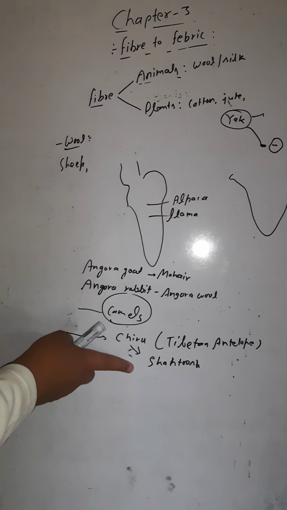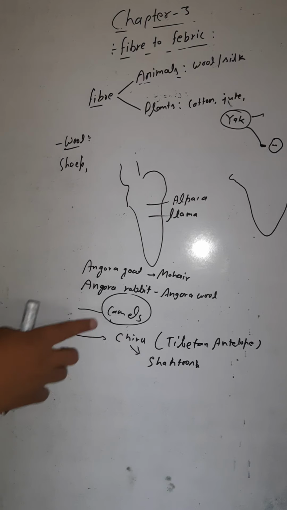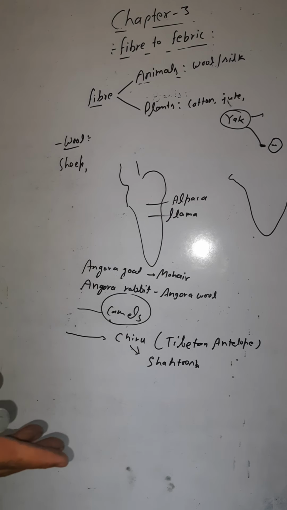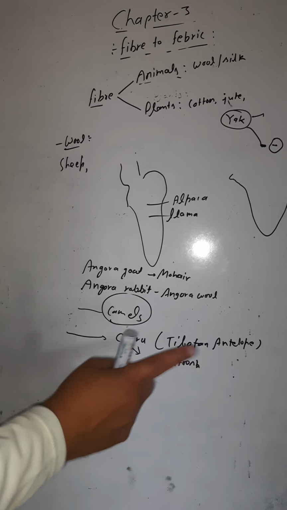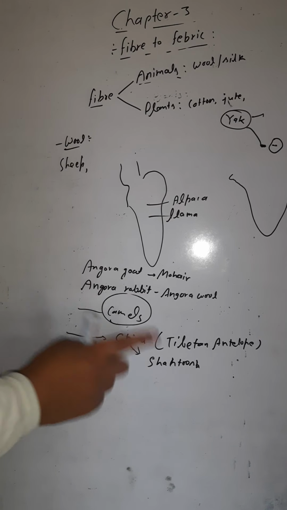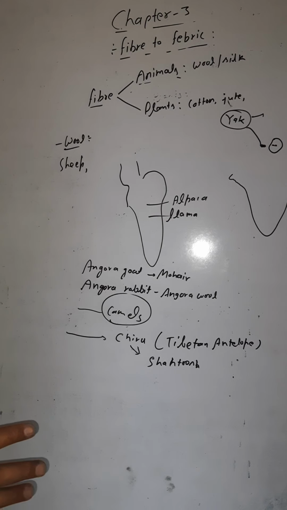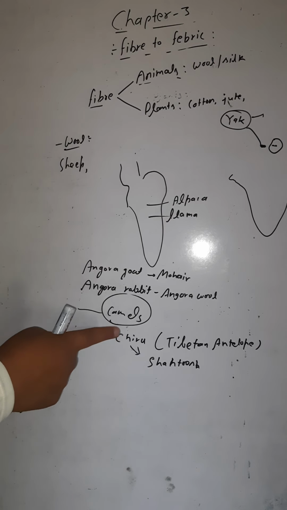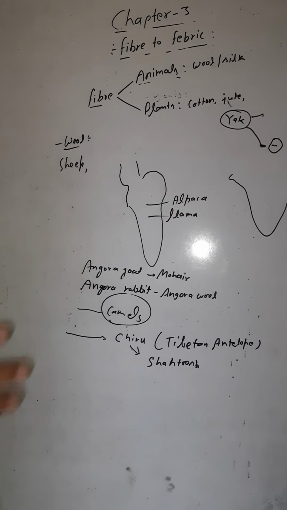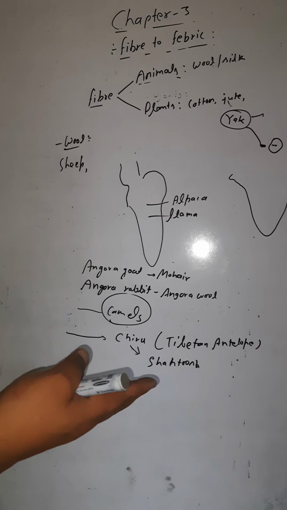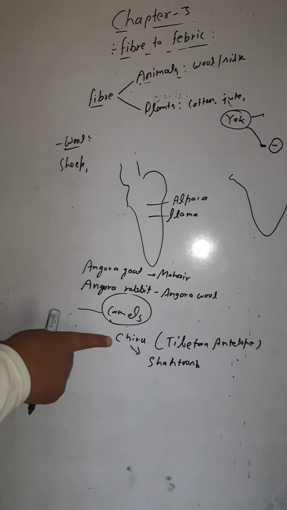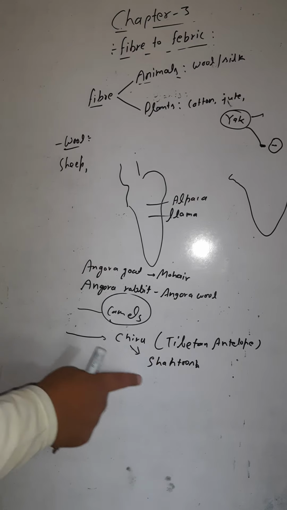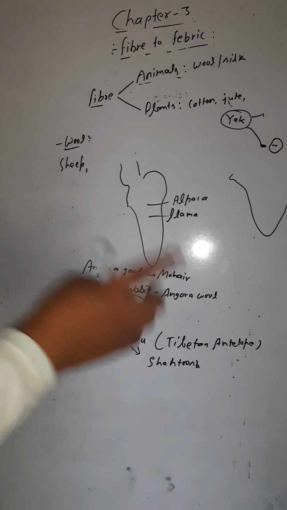Okay, but how would you get this shatush wool from the chiru? There is a special mechanism for that. In that mechanism, we have to kill the chiru to get this shatush wool. Okay, a dangerous mechanism. So that is the reason that the killing of the chiru animal has been banned now, and the shatush wool also has been banned now in India.